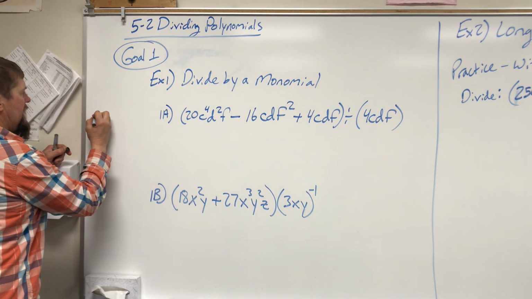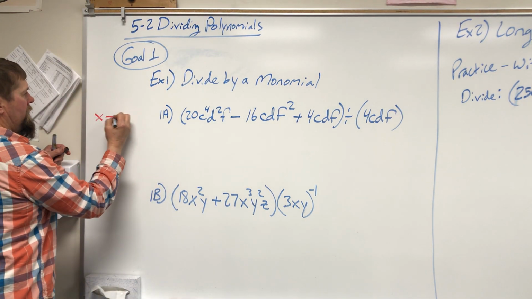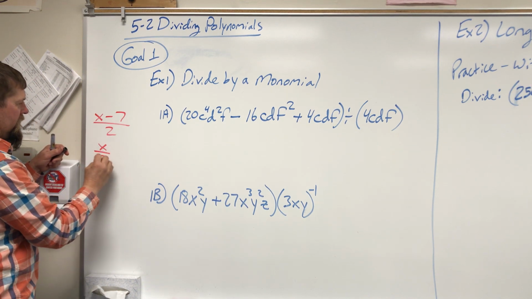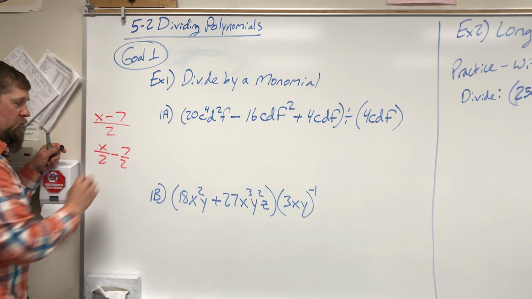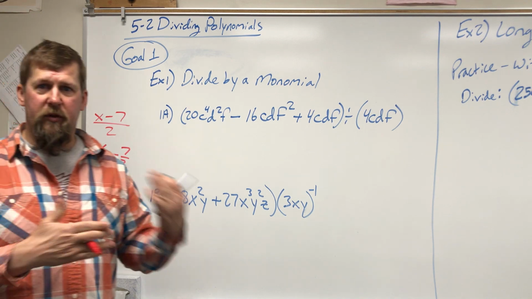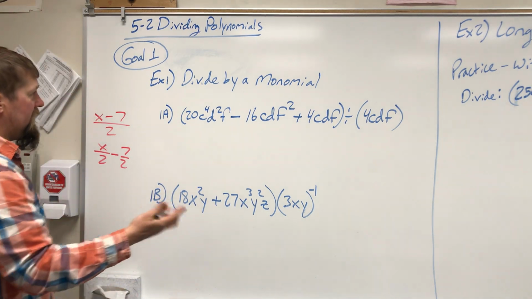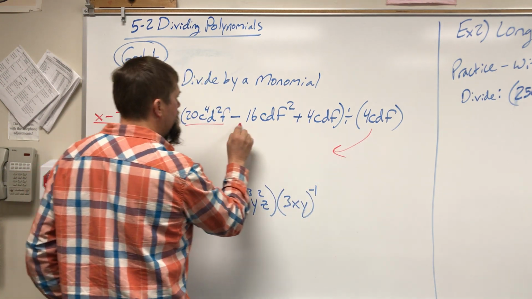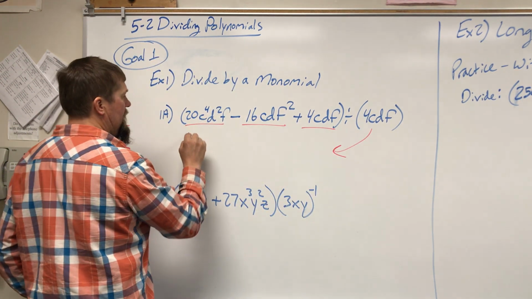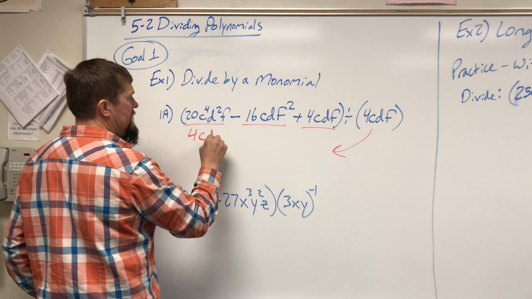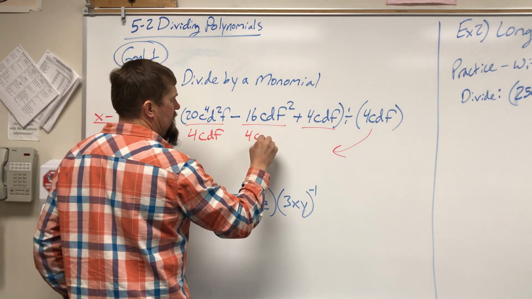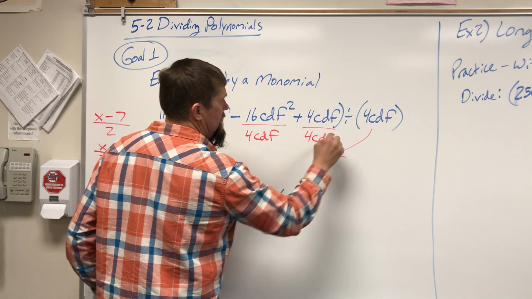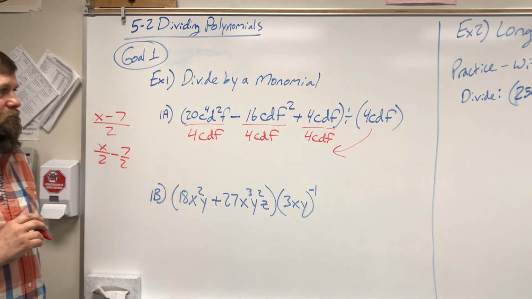It's kind of like saying x minus 7 over 2. It's the same as x over 2 minus 7 over 2. You're dividing both terms by 2. Well, in this case, I'm dividing all three of these by 4CDF, and then I am going to simplify each one.